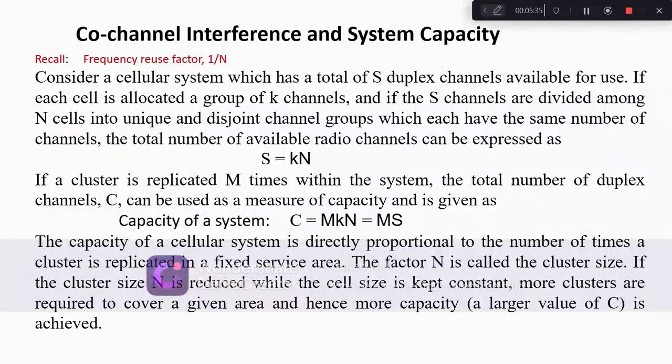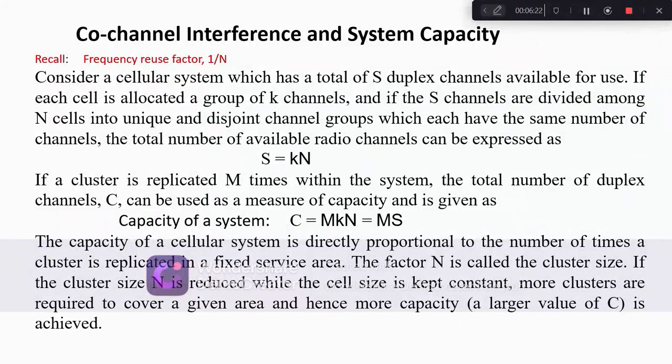So if a cluster is replicated m times within the system, the total number of duplex channels C can be used as a measure of capacity and is given by, for m times replicated clusters, the total capacity C equals mS. So for example, in the system we have two clusters, so you are using the bandwidth 2 times, and hence the capacity is doubled.